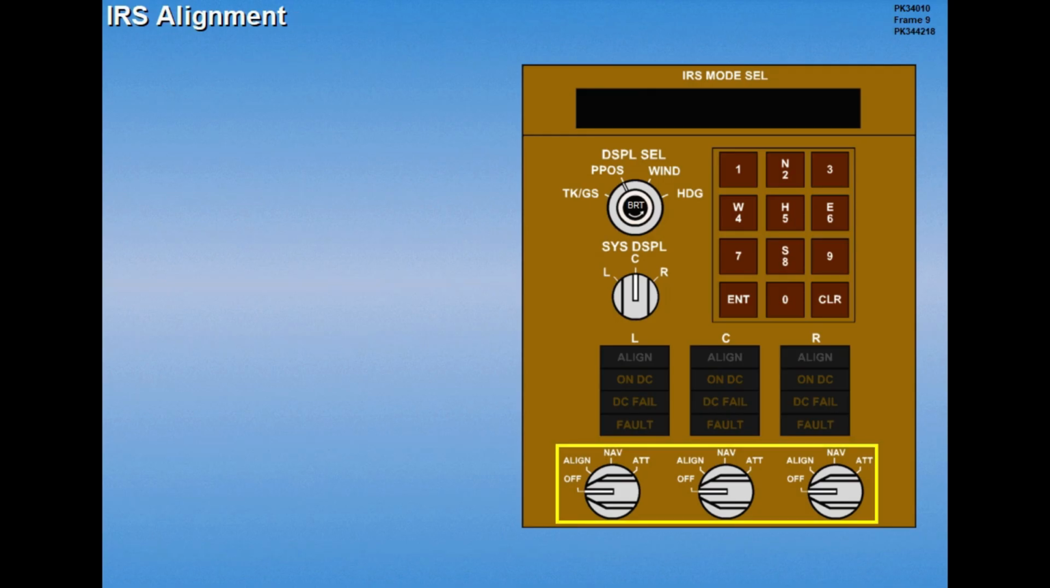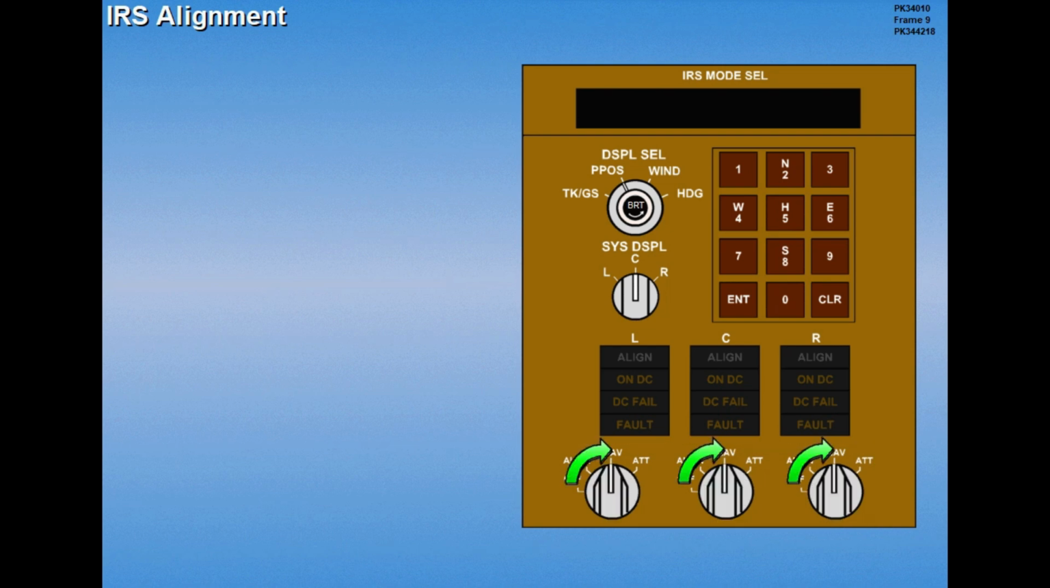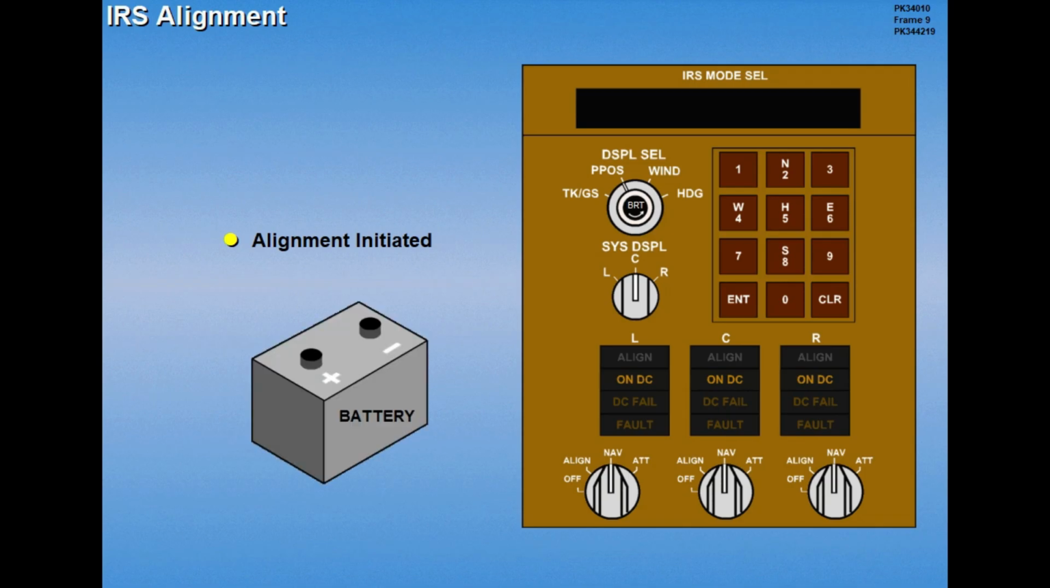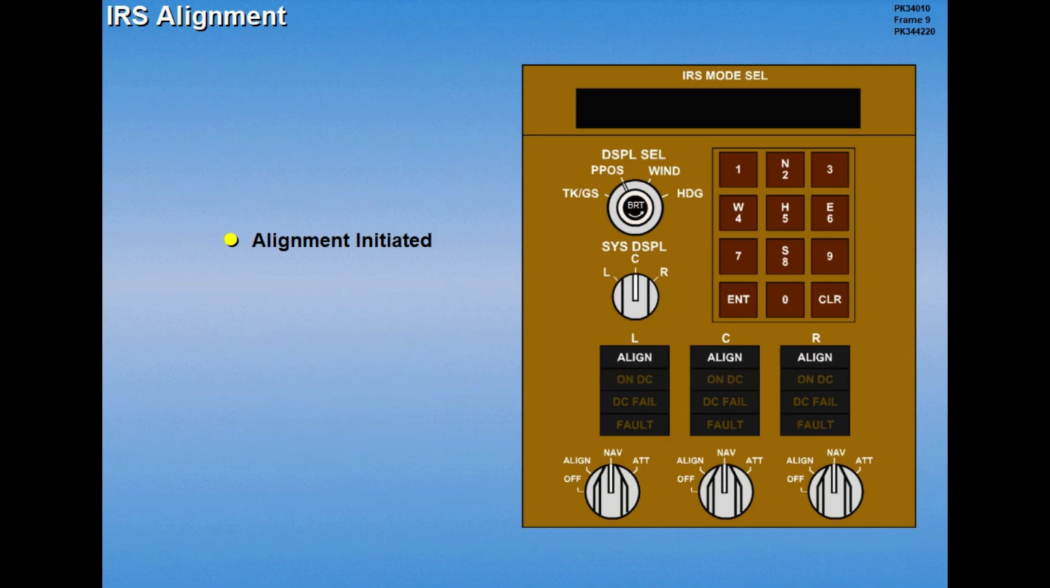Alignment is initiated by moving the IRS mode selector from off directly to the nav position. After a short delay, the on DC lights will illuminate for approximately 10 seconds as the system checks its backup DC power source. When the on DC lights extinguish, the align lights illuminate, indicating alignment is in process.